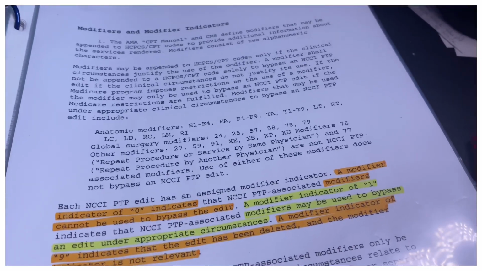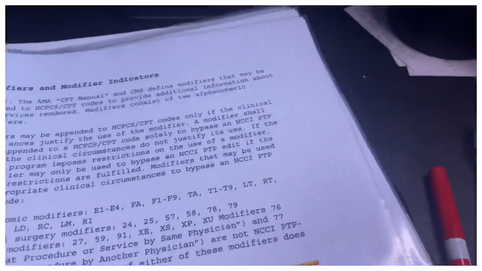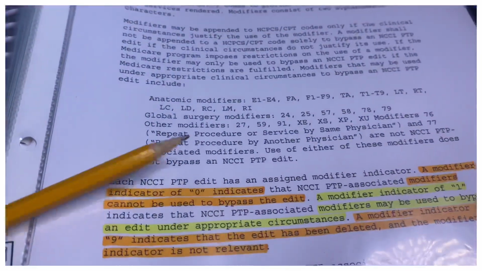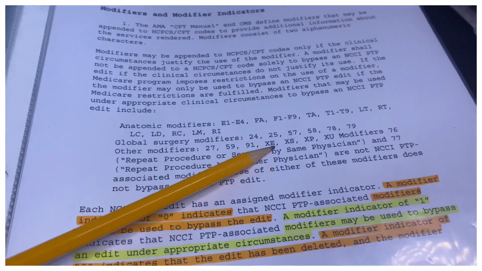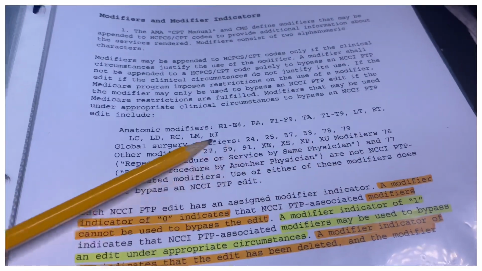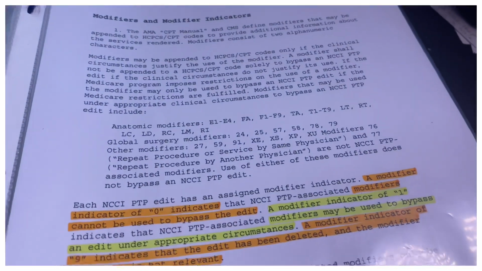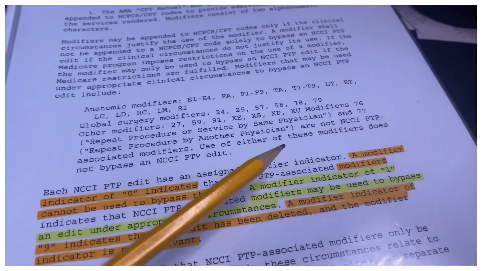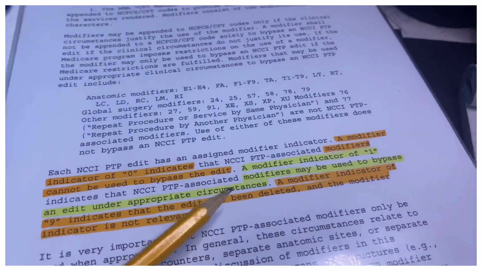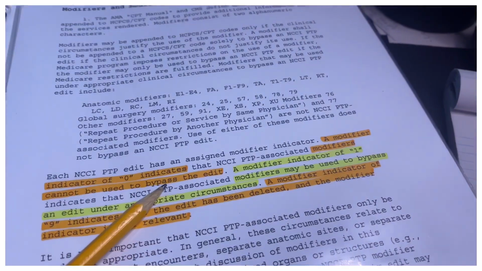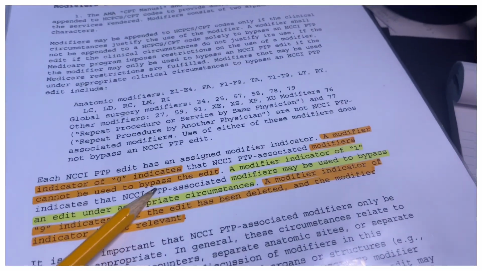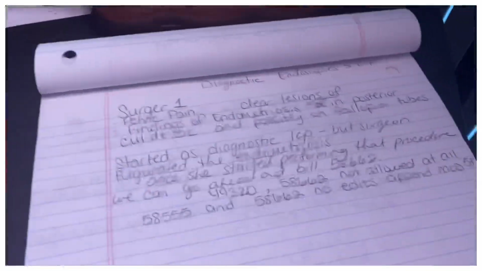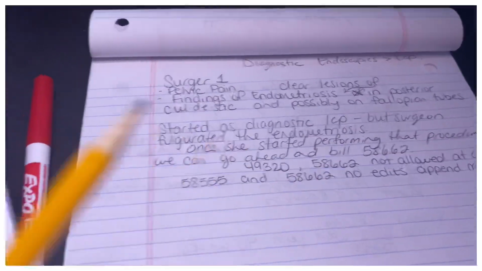And these NCCI modifiers are, let me see, right here. So these here are the modifiers that can be used to bypass the edit: modifier 59, the XE, XS, XP, XU. These are the modifiers that they are referring to that you could use to bypass the NCCI edit if it allows you to. So a 0 indicates you cannot use a modifier to bypass, and that's what I had got when I did these two.